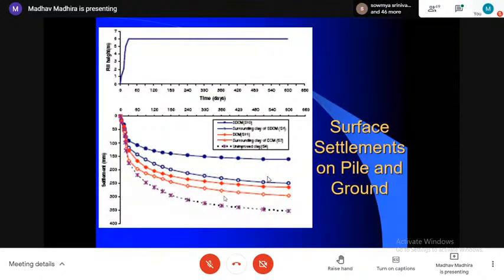So that you can see all the settlement is achieved of the order of something like even 300, 400 millimeters with these preloading and DCM, etc. That's how they can be done.